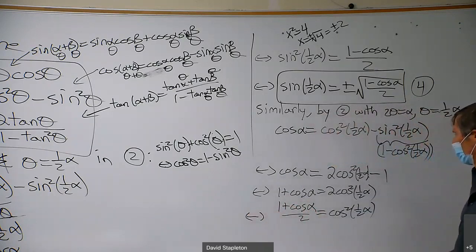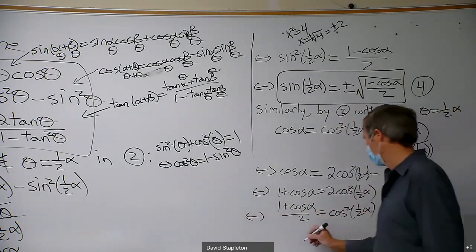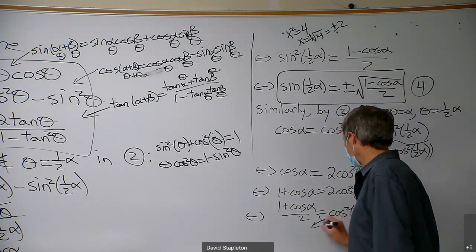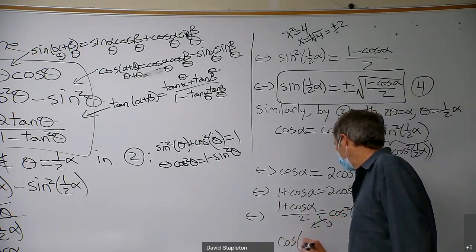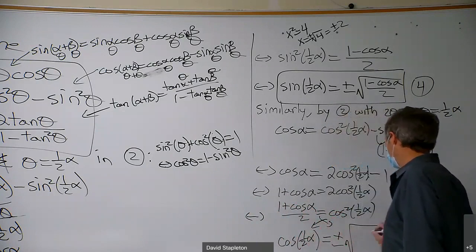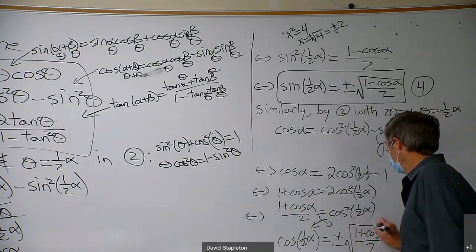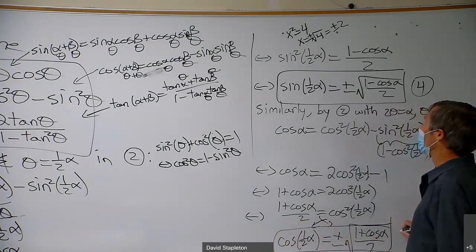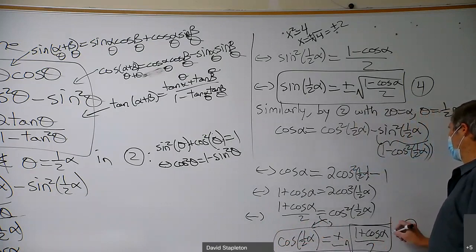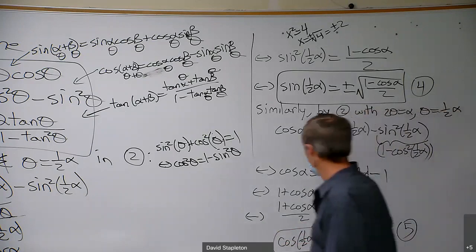Equivalently, if cosine squared is this number, cosine can be either plus or minus the square root. So I'll switch the sides and take the square root. And then I've got cosine of a half alpha, the square root of the right, is plus or minus the square root of the left, 1 plus cosine alpha over 2. There it is. This will be equation 5, the half angle formula for cosine. But both of them come from that double angle formula for cosine. These are really useful in higher mathematics. You'll see them a lot.